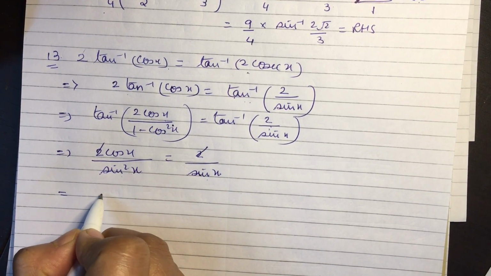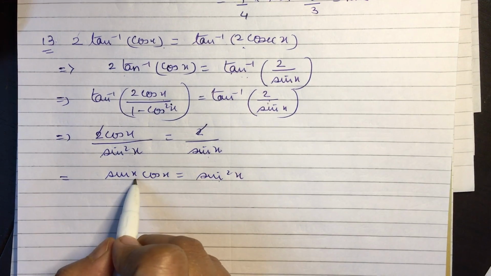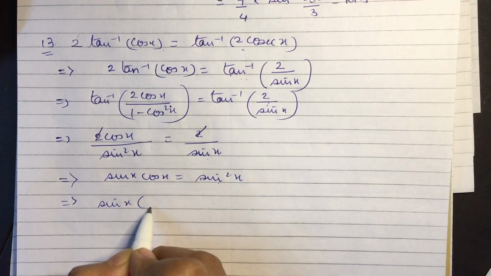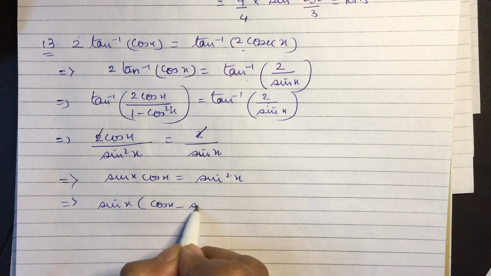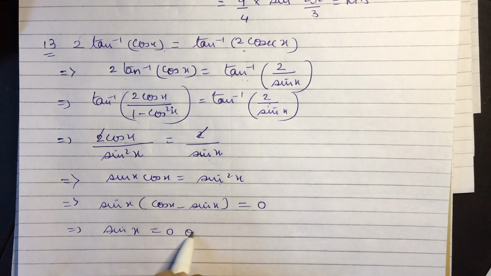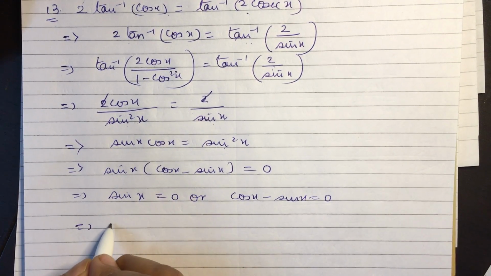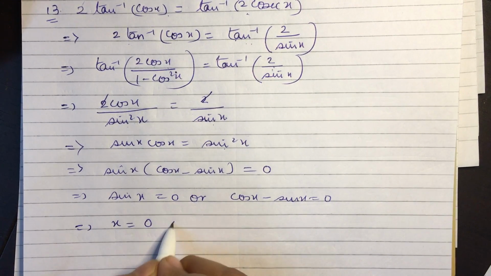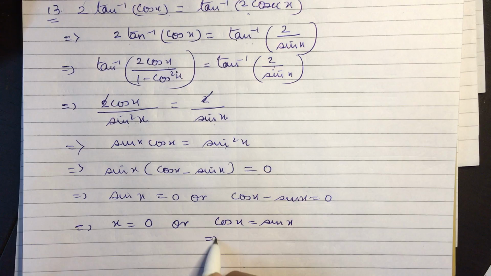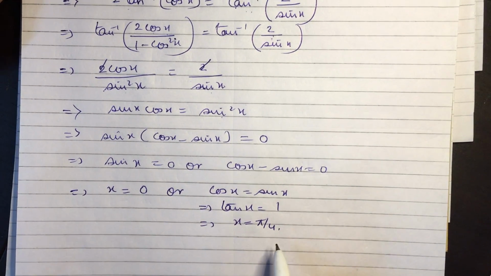So what does this become? sin x cos x equal to sin²x. Taking all on one side, you can take sin x common, you are left with sin x (cos x − sin x) = 0. This gives us either sin x equal to 0 or cos x minus sin x equal to 0. This gives us x equal to 0, or when you solve it, cos x equal to sin x, which gives us tan x equal to 1, which gives us x equal to π/4.